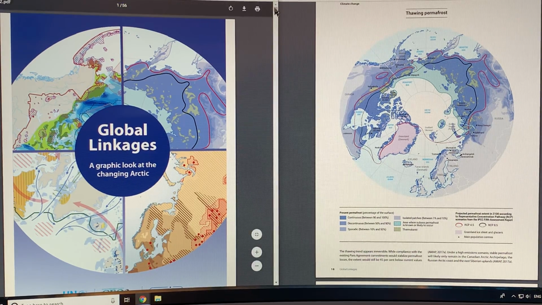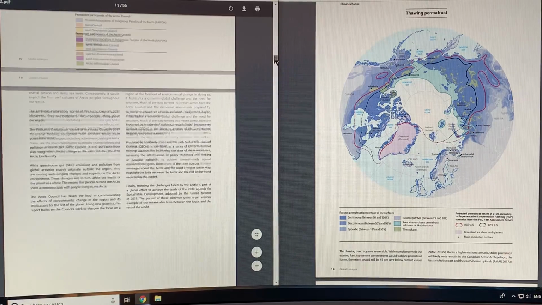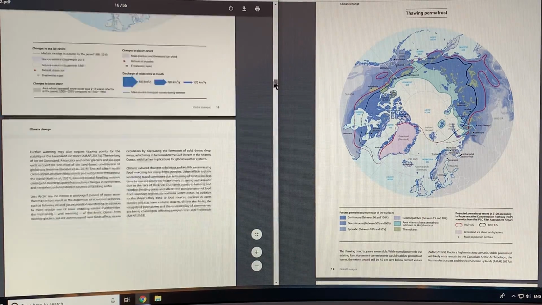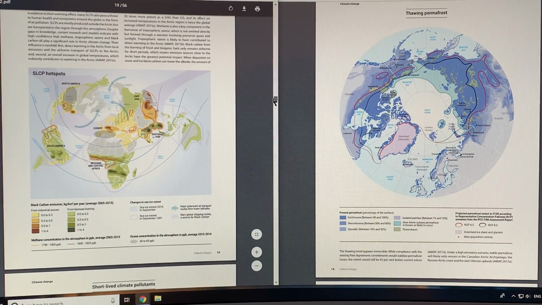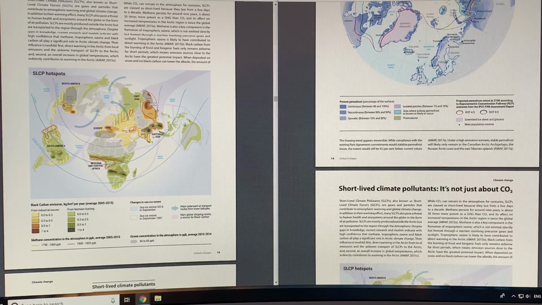Okay, so let's move on from thawing permafrost. Let's find the image, the map. Okay, there we go. Okay, so now let's talk about short-lived climate pollutants.